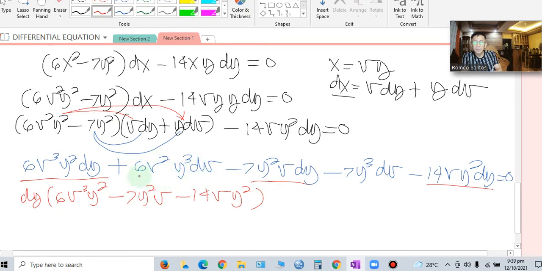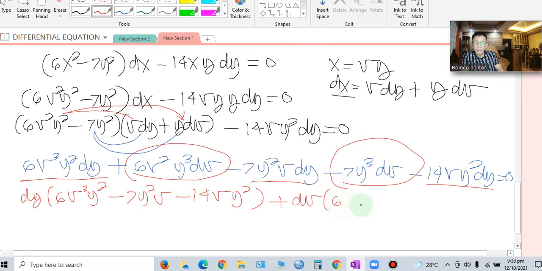Tapos yung db naman, ito, db, saka ito, dalawa lang yung db. So, plus na lang natin. Okay, yung db, we have 6b squared y cubed. Okay, tapos na yan. Dito tayo, minus 7y cubed. Okay, this is minus, ito pa, 14b y squared dy equal to 0.